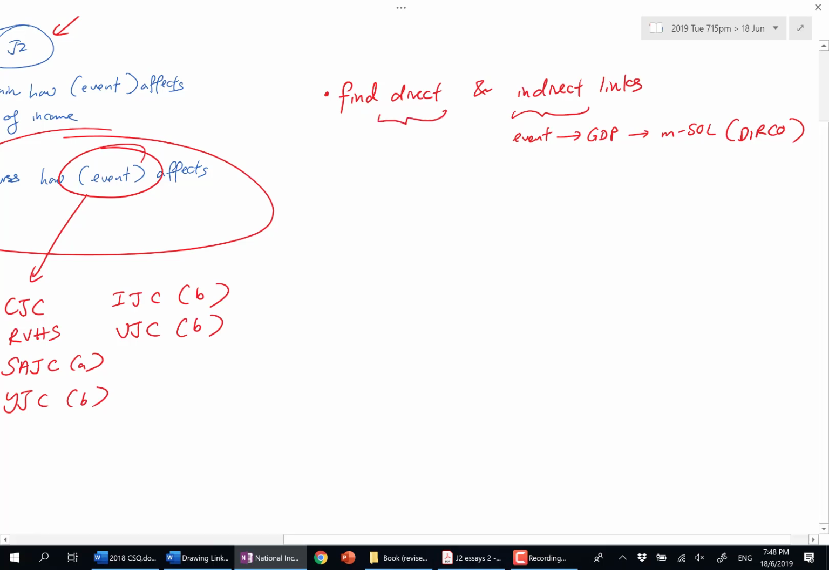Direct links is when you want to see who are the direct victims or direct beneficiaries. So this actually forces you to give more context to the event. Because otherwise we'll just take the event, stuff it into a standard process of how it affects GDP. You notice after this point you stop talking about the event, right? Higher GDP or lower GDP, then you stop talking about the event, which is not enough.